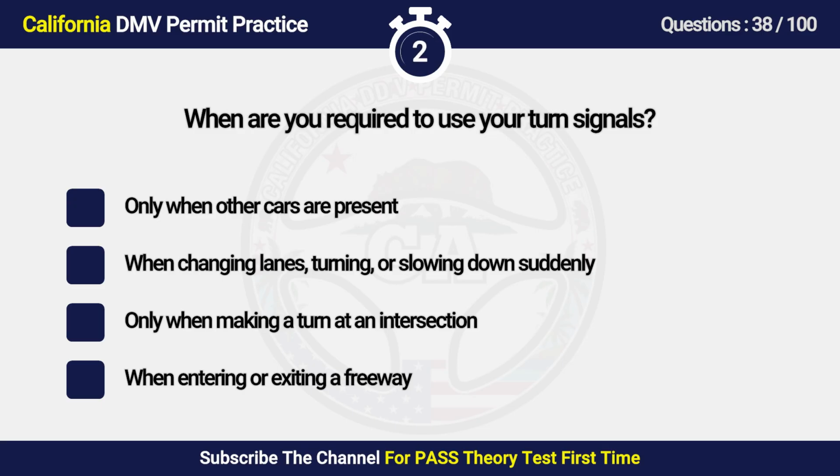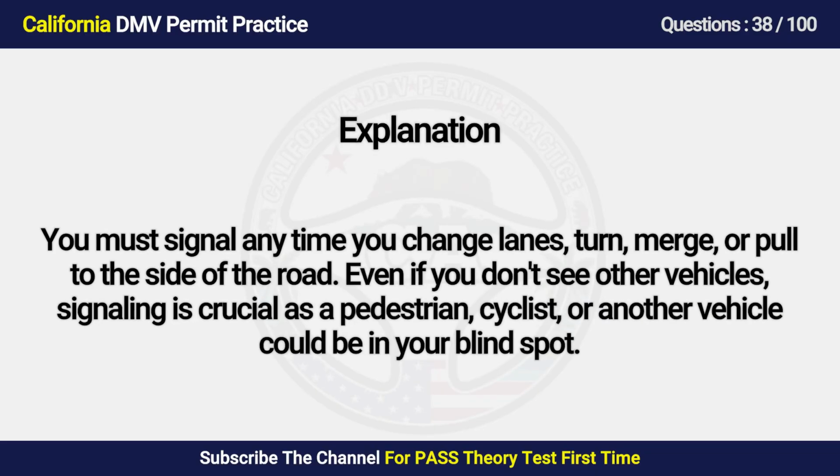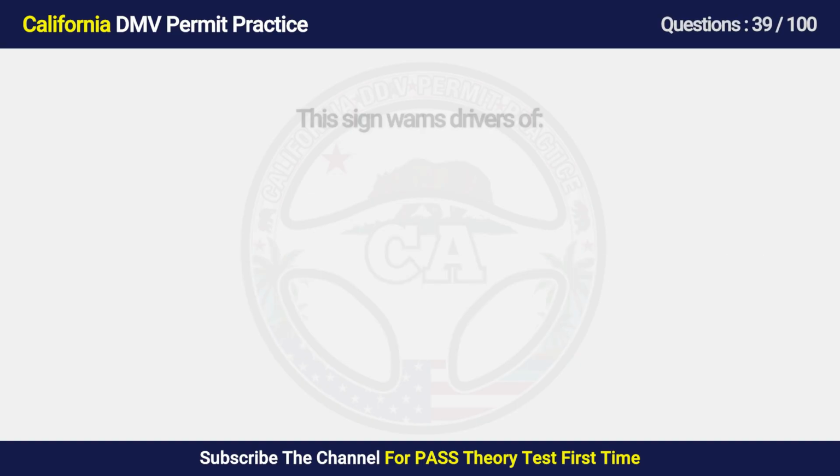Answer is B, when changing lanes, turning, or slowing down suddenly. You must signal anytime you change lanes, turn, merge, or pull to the side of the road. Even if you don't see other vehicles, signaling is crucial as a pedestrian, cyclist, or another vehicle could be in your blind spot.